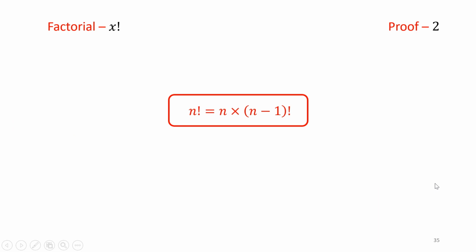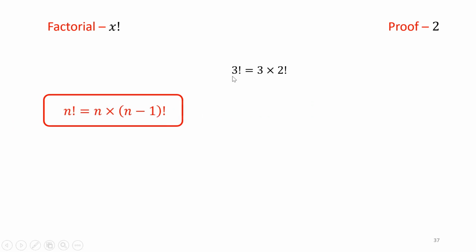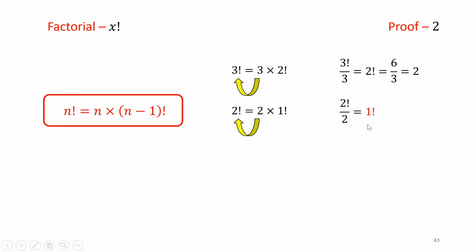So using n factorial as n times n minus 1 factorial, let's look at 3 factorial, where 3 factorial is 3 times 2 factorial. Now you can put this 3 on this side in the denominator and make 2 factorial the subject of my equation. And what we get here is this. Now this is the same as 6 over 3, which is 2. Doing the same with 2 factorial, we can put this 2 in the denominator and make 1 factorial the subject of the equation. We get something like this. Solving this, we get 1.